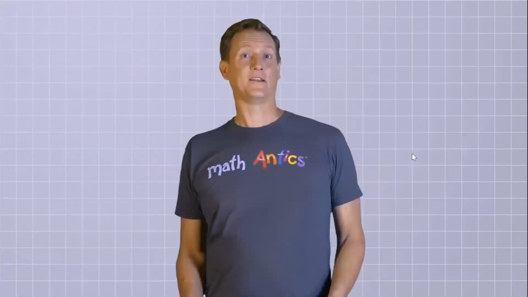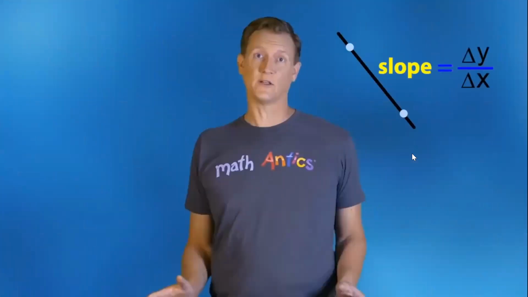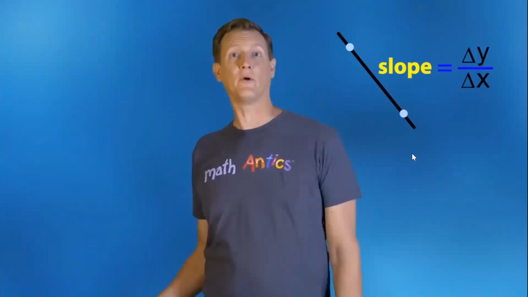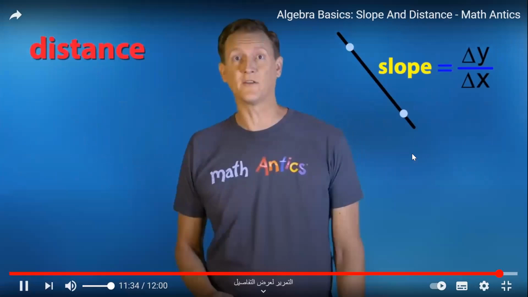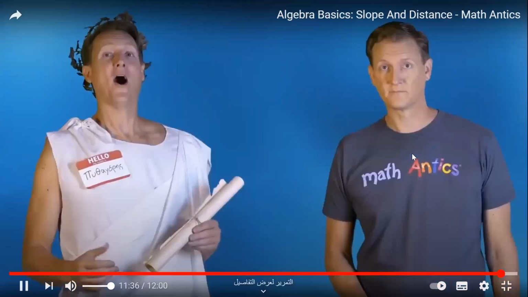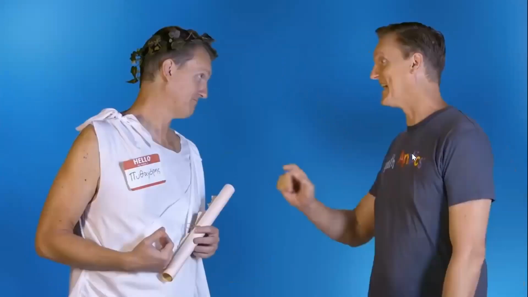All right, so now you know how to calculate the slope of a line if you know any 2 points along that line. You also know how to calculate the distance between any 2 points on a line using the so-called distance formula, also known as the Pythagorean theorem, invented by me, Pythagoras. Yes, thank you for reminding us, Pythagoras.